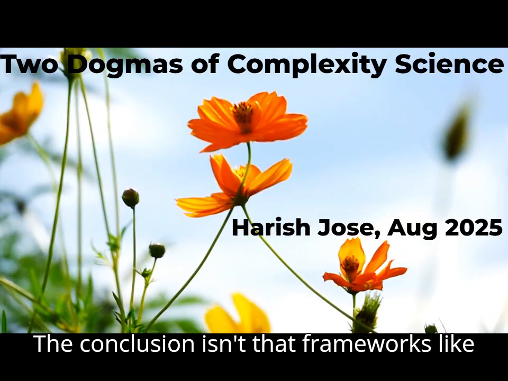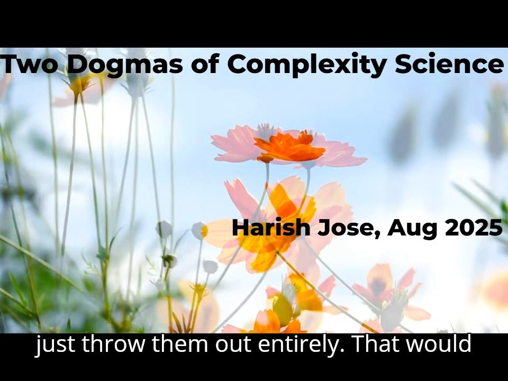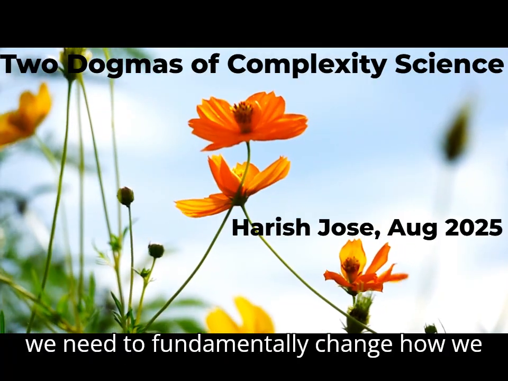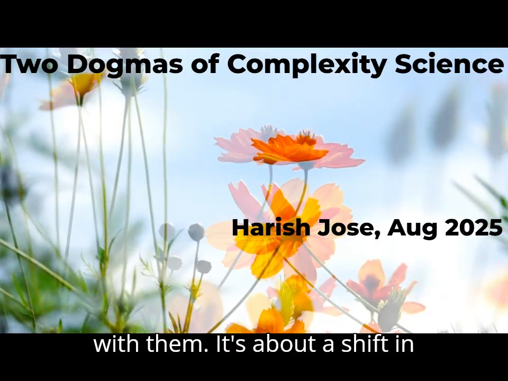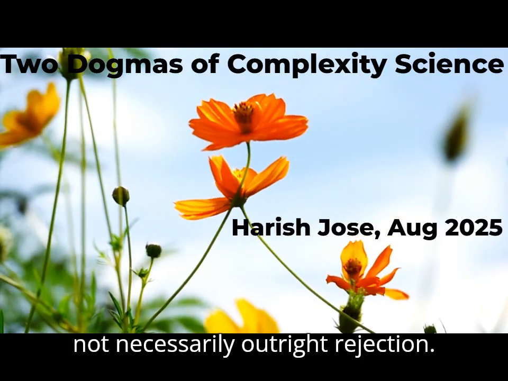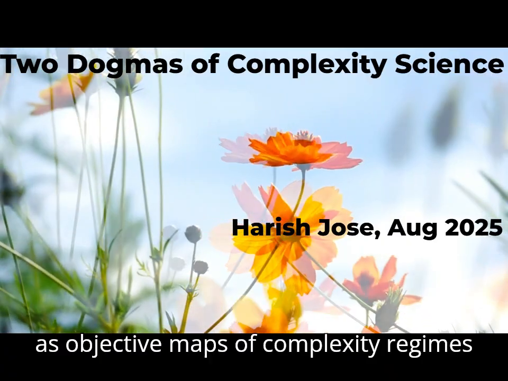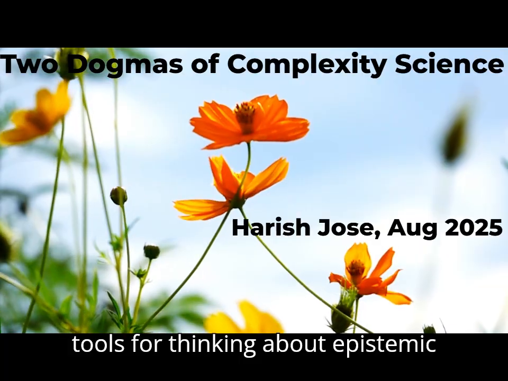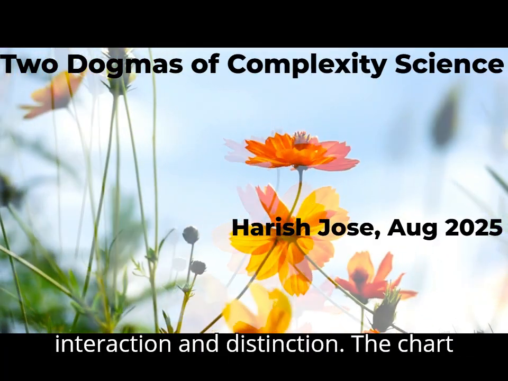So, the conclusion isn't that frameworks like Ashby Space are useless, or that we should just throw them out entirely. That would be like refusing to use a ladder at all. Exactly. That's not the point. It means we need to fundamentally change how we understand their role and how we engage with them. It's about a shift in perspective regarding the tool itself, not necessarily outright rejection. Precisely. We need to understand them not as objective maps of complexity regimes out there, but as potentially useful tools for thinking about epistemic coupling processes, about the dynamics of interaction and distinction.